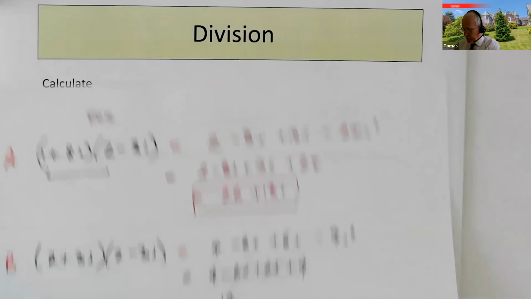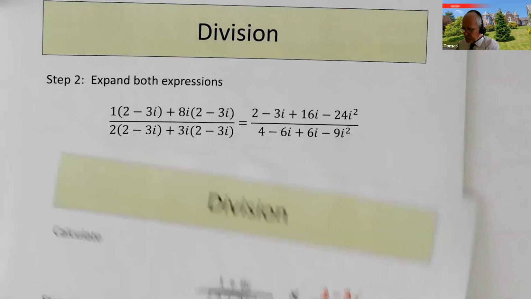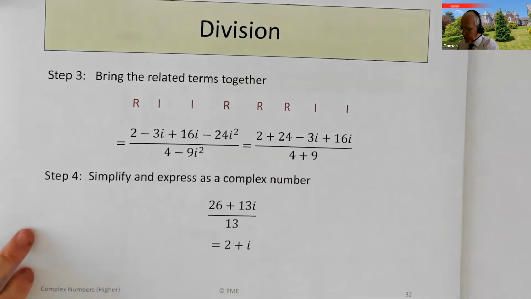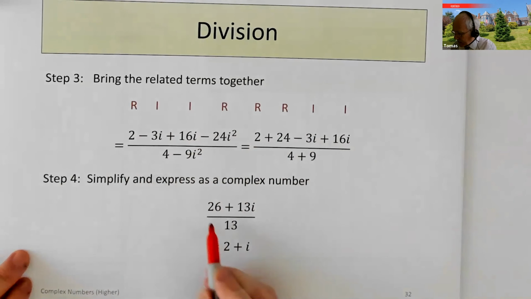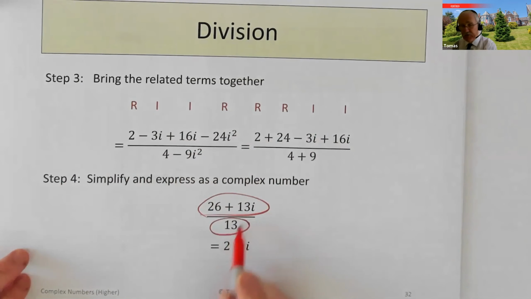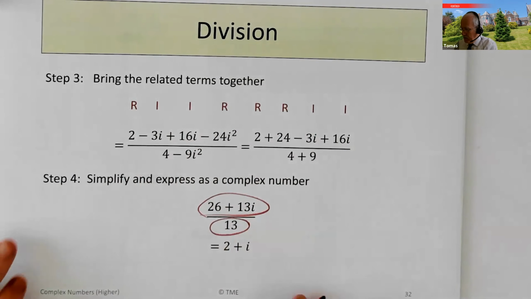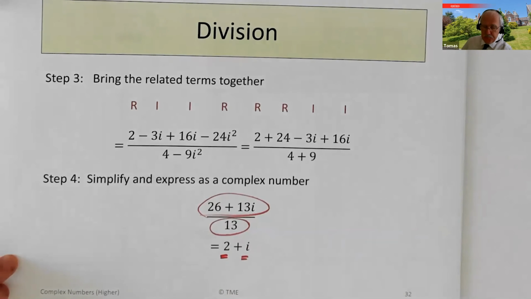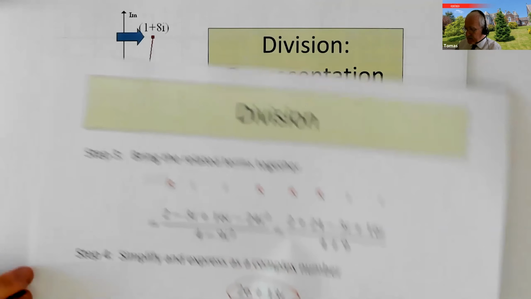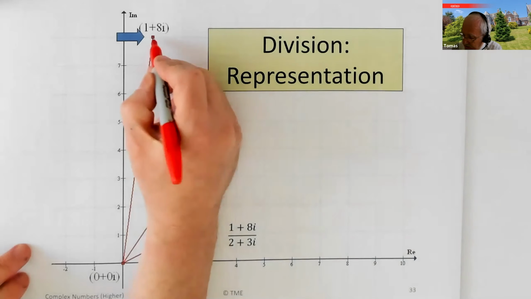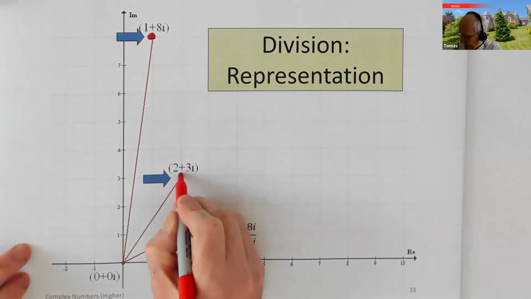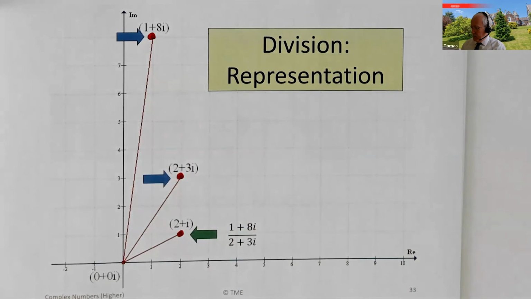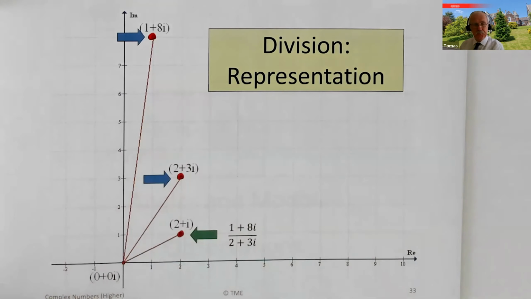So now, that's what was going on here in these pages. I expanded out the various expressions. I multiplied them all out, and I got 26 plus 13i over 13. 13 into 26 is 2, and 13 into 13i is i. So effectively what that's saying is that if I take this number 1 plus 8i and divide it by this number here, I end up here. So that's division.